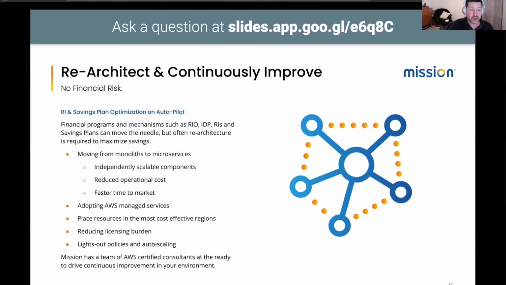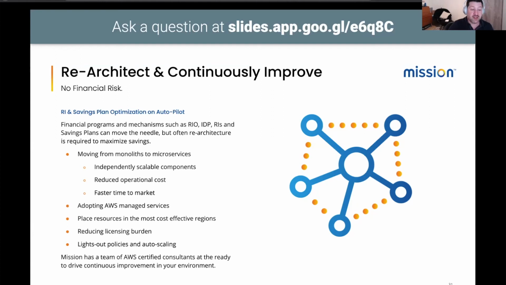And moving to fully managed services like RDS, DocumentDB, ElastiCache, that will drive savings. And then licensing, which we talked about earlier. We can help you move over to SQL Server, or you can do that yourself, or move away from SQL Server, I should say, or Oracle, and you can use something like Aurora, which can make a massive impact.